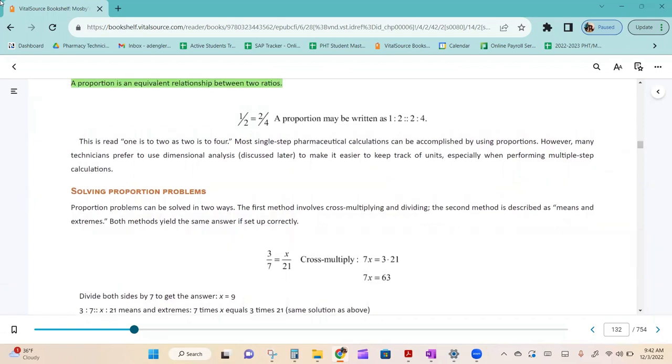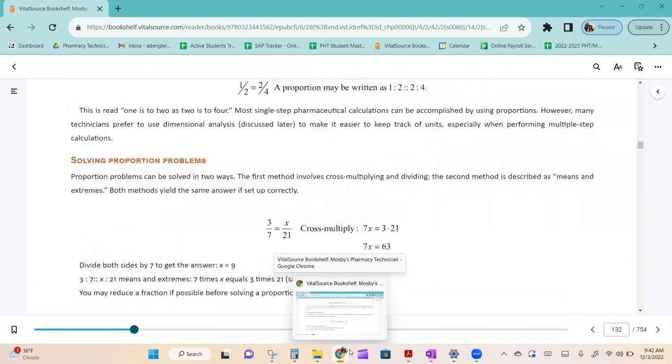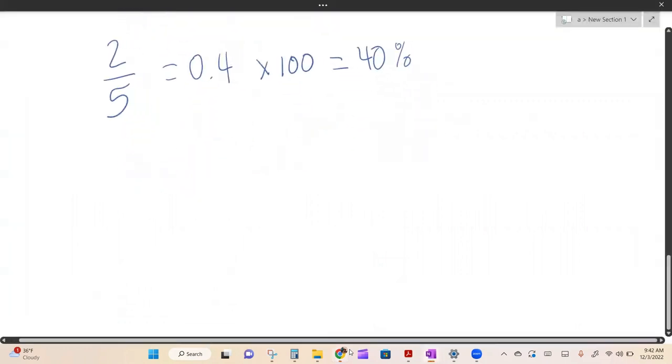So here, you see that they have 7x because we cross multiply diagonally. So you can do 7x equals, and then write the 3 times the 21 if that's easiest for you. And I do think that way is pretty simple. I tend to skip doing the x and do it the other way, but it's the same thing.